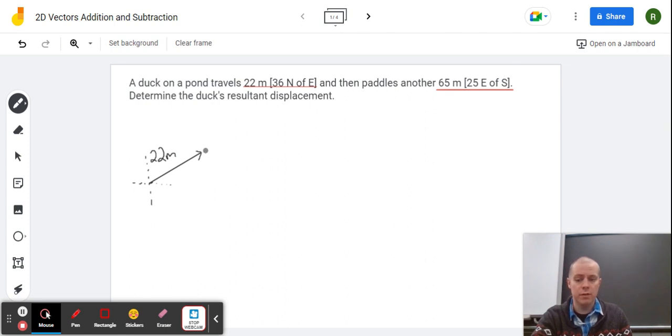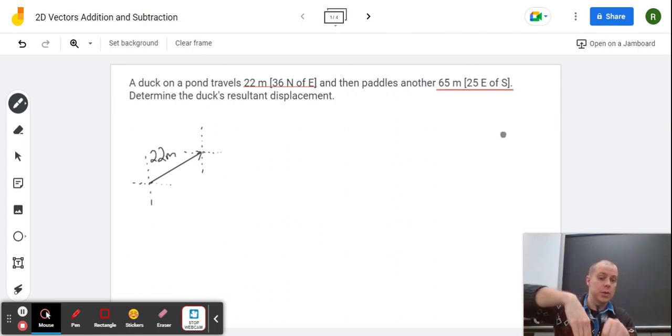Okay, and then for our second vector, I'm going to do the same thing. Okay, and we have 25 degrees east of south. Now, something I should mention that's going to come up: this angle, north of east, is measured from the horizontal. This one, east of south, is measured from the vertical. Now, this will happen sometimes. Generally, whichever one is closer, a smaller angle measure, is what they'll use.